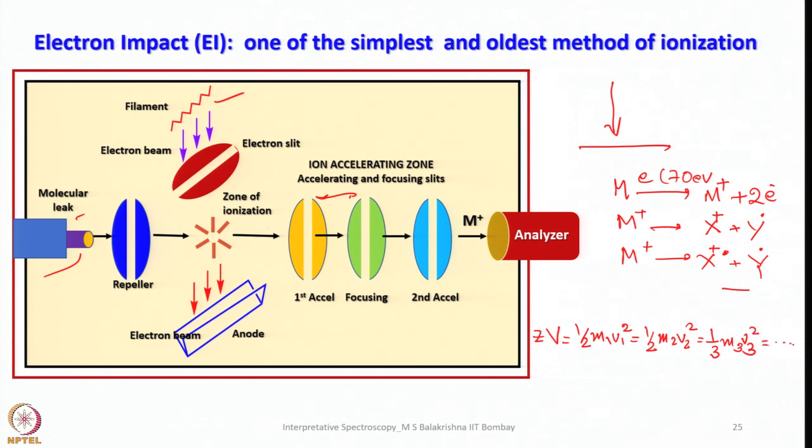So and so on. So here Z is the charge of the ion, V equals voltage, small v equals velocity of various ions, and M equals mass of the respective ion.